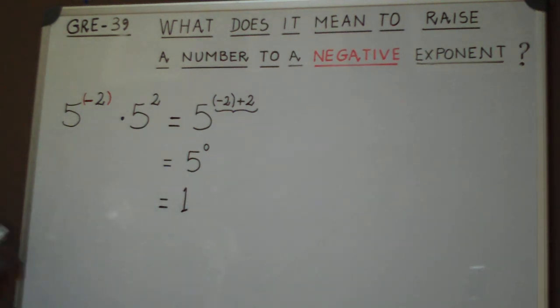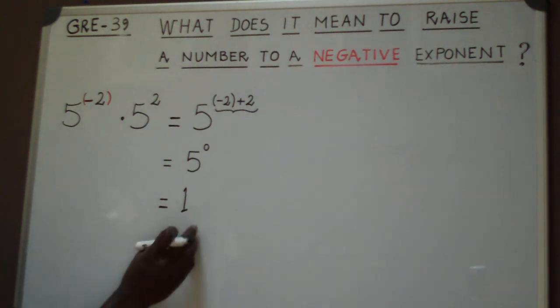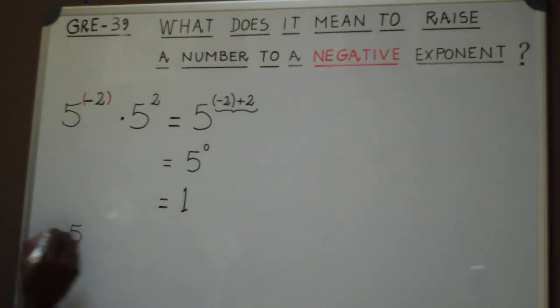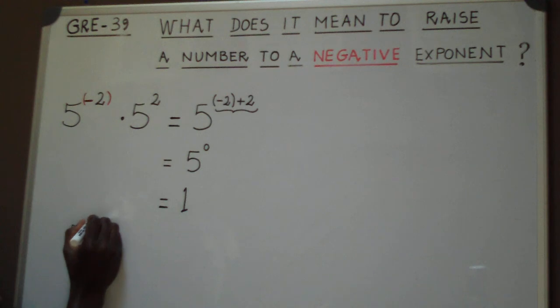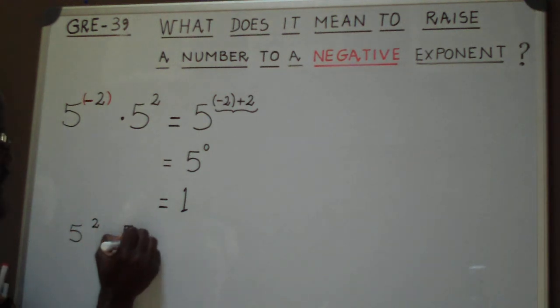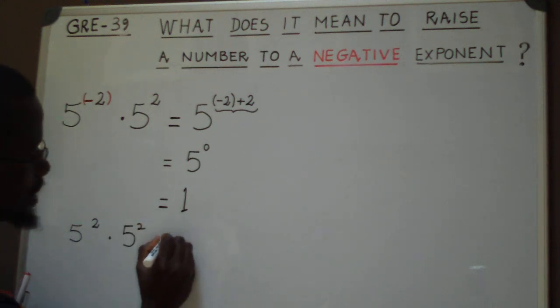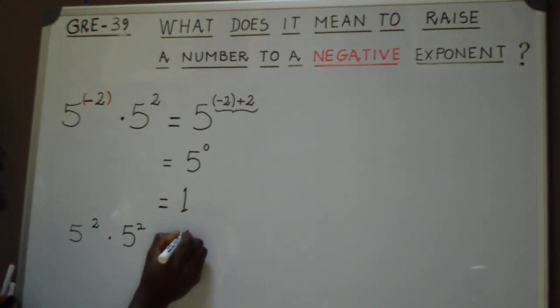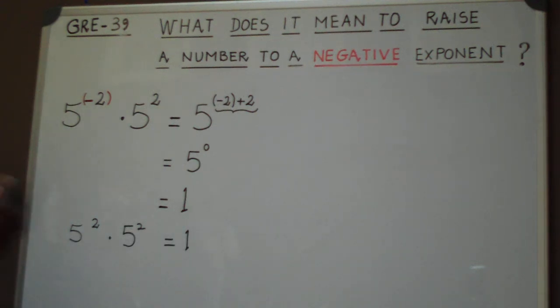Now, to recap, I will say that this expression is equal to 1, okay? So I'm going to recap that here. I'm going to say that 5 raised to the exponent negative 2 multiplied by 5 raised to the exponent 2 is equal to 1, okay?